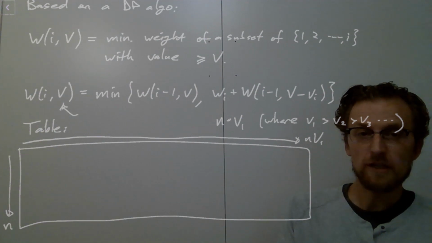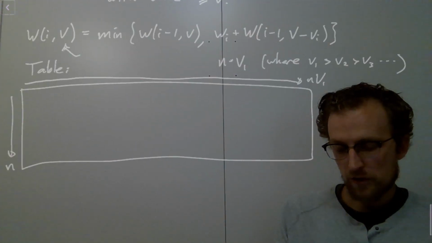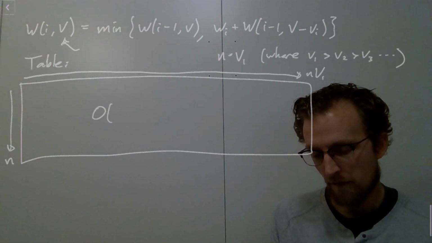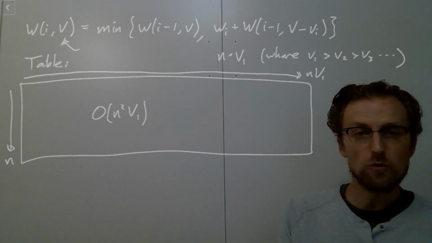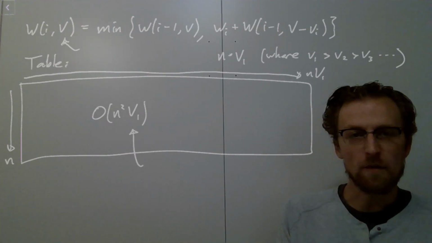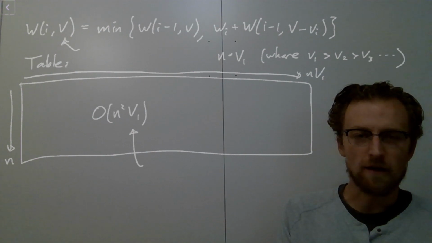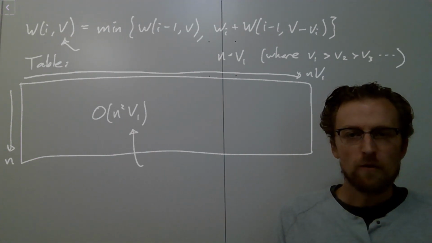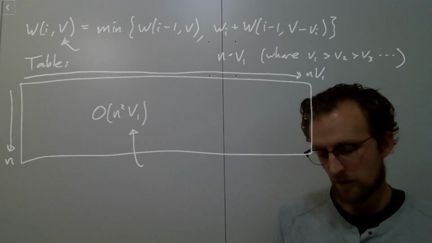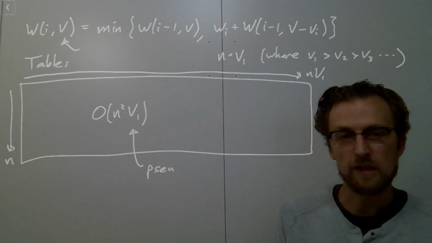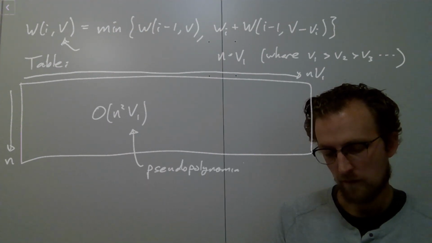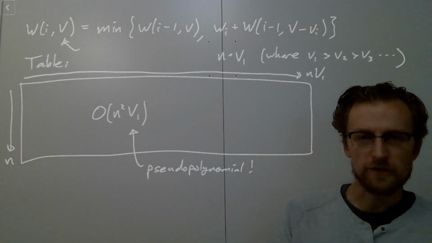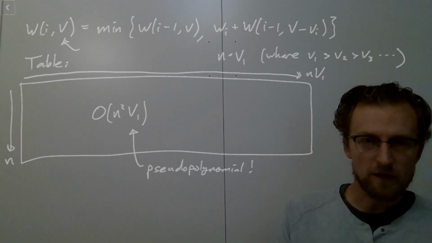Okay, so it's potentially a very wide table. And so the overall time complexity of this algorithm is big O of n squared times v1. All right, and this is pseudo-polynomial. And why is that? It's because v1 is a number. It may be a very large number, which would require a large number of bits. And so this is pseudo-polynomial, for the same reason that the other algorithm was pseudo-polynomial. So it's not actually a polynomial time algorithm. However, we can use this to make a polynomial time algorithm.